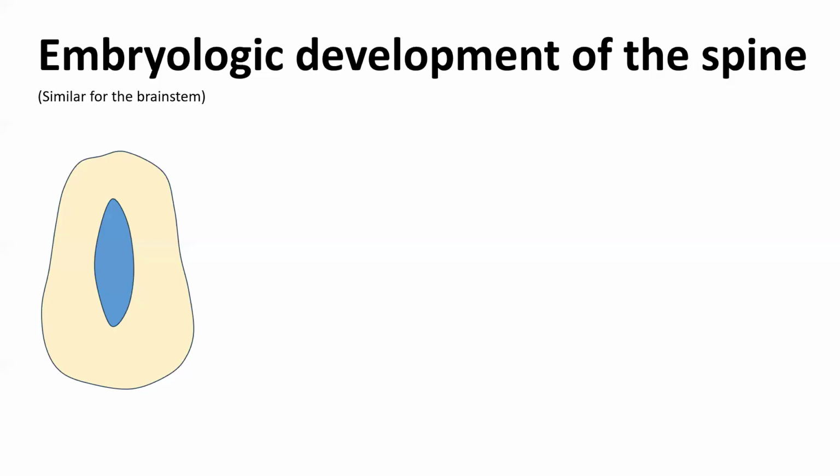So here I'm going to illustrate the embryology of the spine, but keep in mind that it's a bit similar for the brainstem. It's just easier to understand if I use the spine. So this is how the spine starts. We have a central hole, the central canal, surrounded by an ependymal layer. Then we have the mantle layer, which will become the future gray matter of the spinal cord, and it is surrounded by the marginal layer, which will become the future white matter.